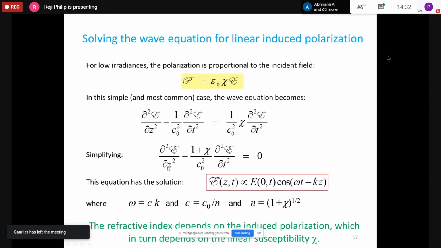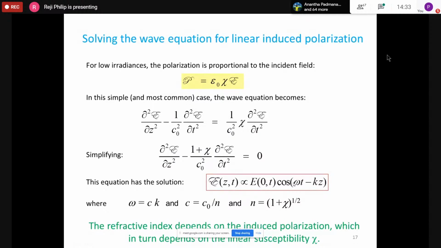d squared E by dz squared minus (1 plus chi) over c naught squared d squared E by dt squared is equal to 0. When you write an equation of this kind, you can get a solution for that equation in this form. E(t) is proportional to E0(t) cos(omega t minus kz). So we know this is a cos function. The cos function will oscillate.